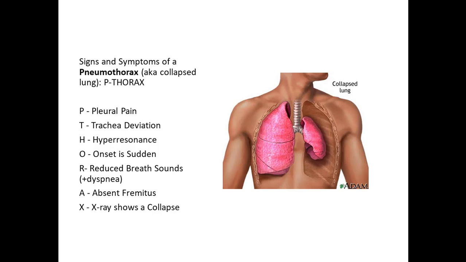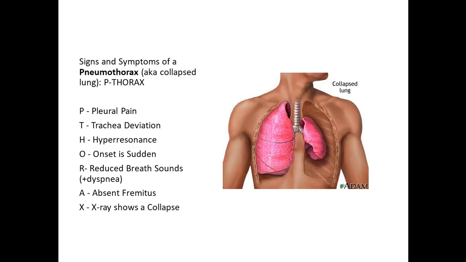Onset is sudden, whether it's a car accident or an infection. You're going to hear very reduced or absent breath sounds on that side, and they're going to have a tough time breathing. Absent fremitus, which is the vibration, which I don't expect you guys to know. And then an x-ray will show that that lung is collapsed. The biggest symptom you're going to see is shortness of breath. That's generally the first symptom they complain of.